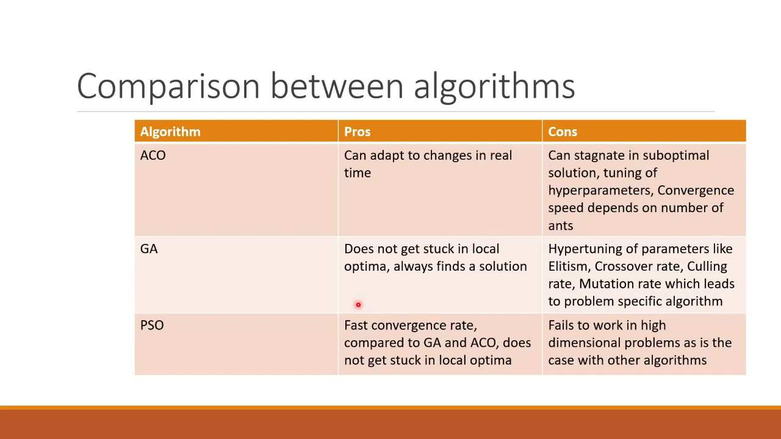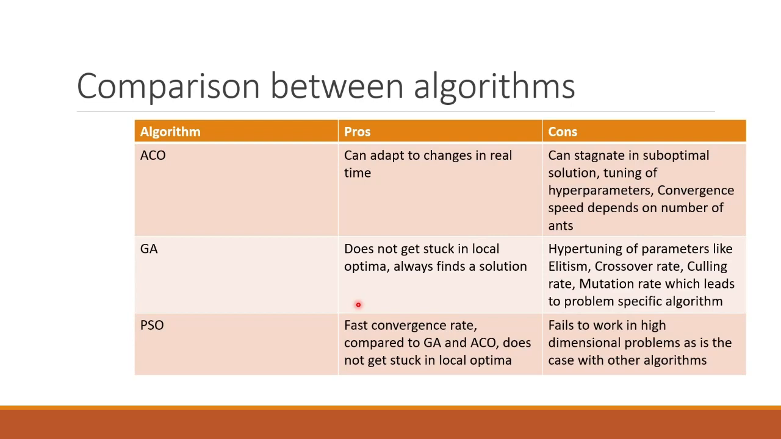One of them is that you have to tune alpha and beta. If alpha is negative, it can stagnate in a suboptimal solution, meaning that no matter how many iterations you do, it will always find the same solution or get stuck in local minima. You again have to tune the hyperparameters alpha and beta, and the convergence speed depends on the number of ants. In genetic algorithm, it does not always get stuck in local optima.